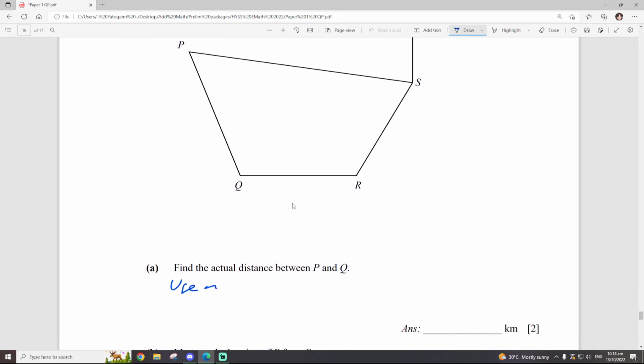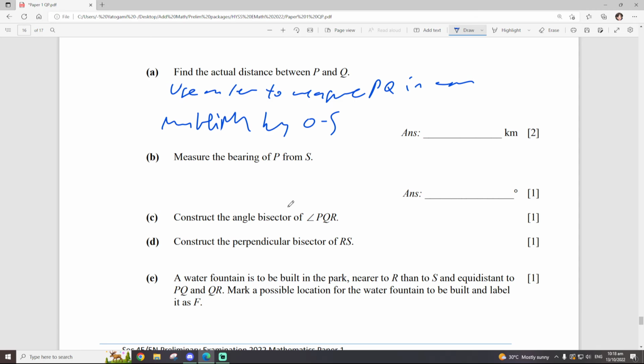So use a ruler to measure PQ, multiply by 0.5. That will be the answer. Okay. This one measure PQ in cm. Okay. Yeah. Measure the bearing of P from S.